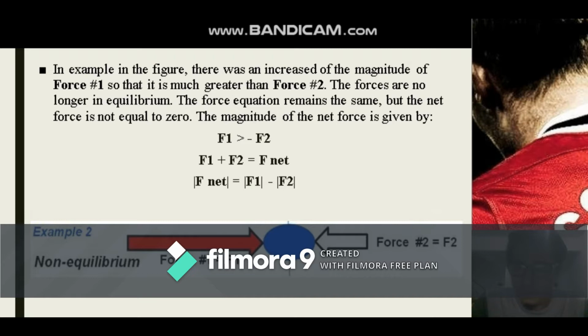In the example in the figure, there is an increase in the magnitude of force F1, so that it is much greater than force F2. The forces are no longer in equilibrium. The force equation remains the same, but the net force is not equal to 0. The magnitude of the net force is given by F1 plus F2 equals F net.